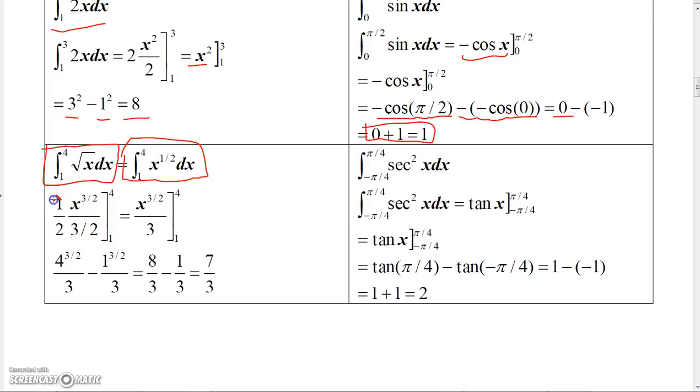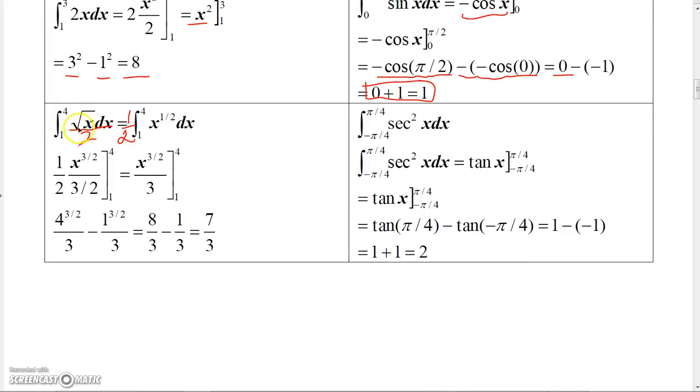And let's see, I'm not sure. I think this looks like an error. Okay, let's back up. I figured out what was wrong here. This is actually supposed to be square root of x over 2. And then when I rewrite it, I can factor the 1/2 out, and I get 1/2. And then I'm going to integrate x to the 1/2 from 1 to 4.